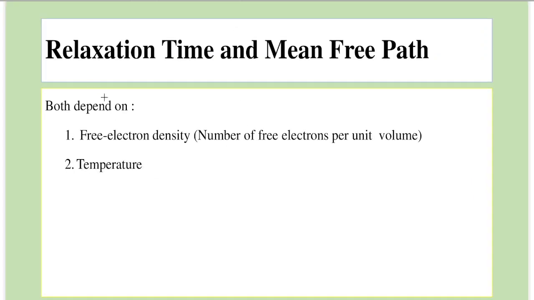Also, both of these parameters, that is relaxation time and mean free path, depend on free electron density, which is represented by the symbol small n, called the number of free electrons per unit volume. So if n is more, they will vary, because if there are more free electrons, there are more collisions. And it also depends on temperature, because when temperature rises, the atoms or molecules will have vigorous vibration, so there is more chance of collision. So in that case, the relaxation time as well as the distance will vary.